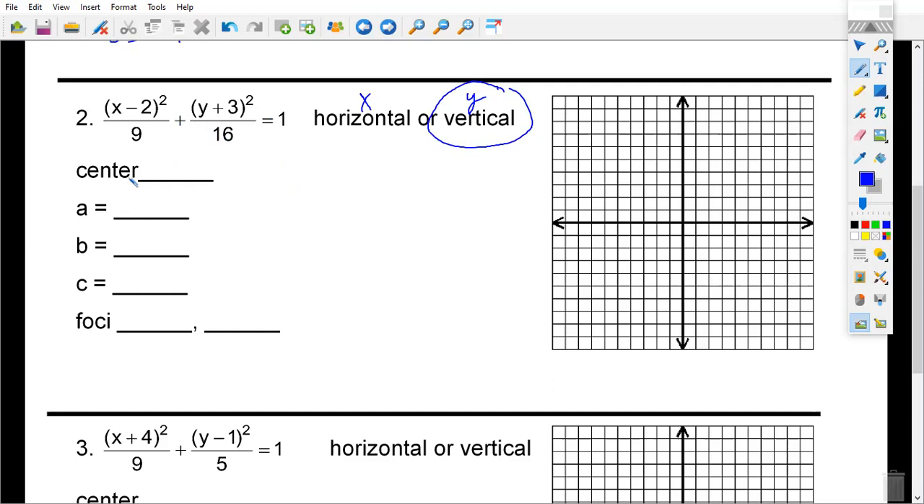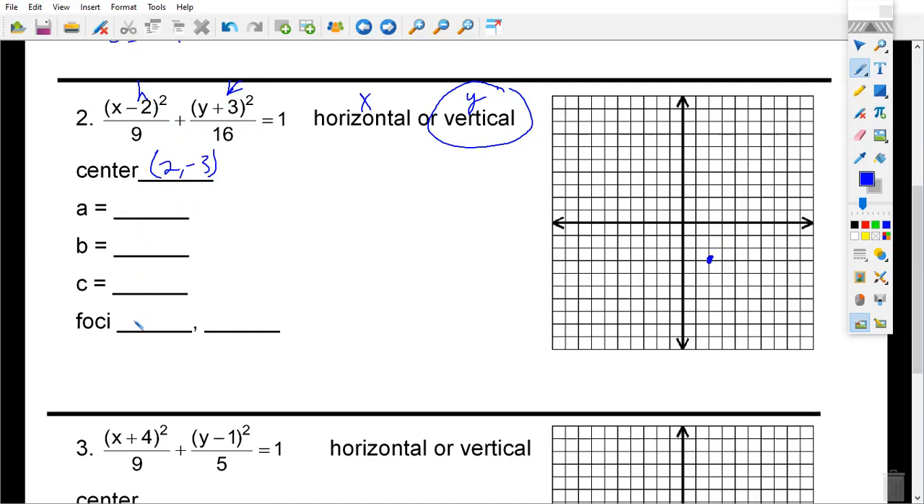Okay, this time your center, you actually have your h and k now, right? We have our h and we have our k. So where's our center? 2, negative 3. Okay, so we're at 2, negative 3.